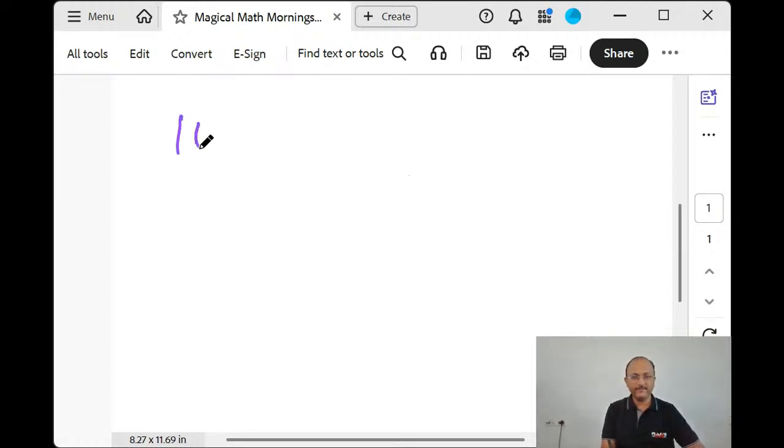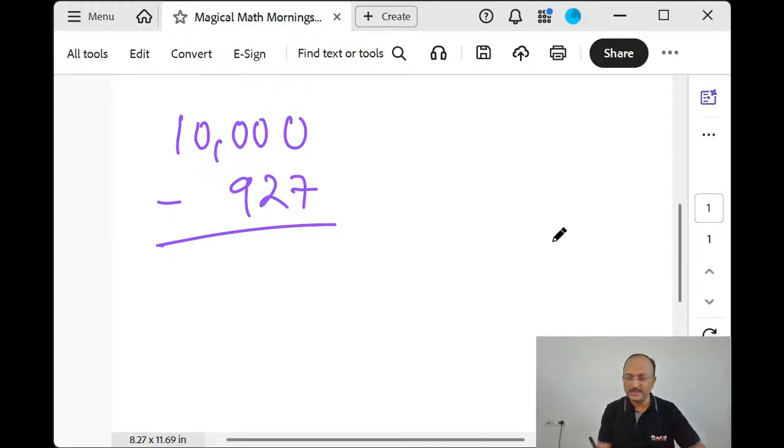So let's take 10,000 minus 927. Do it and quickly put the answer in the chat. Assume 0 for the left side number. Very fast. Very good, Shravan. By the time I wrote it, he was ready, correct?